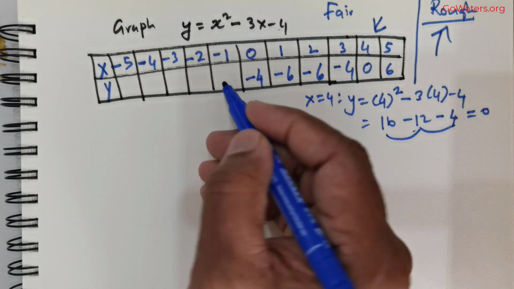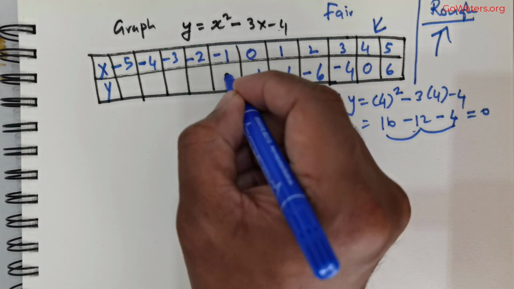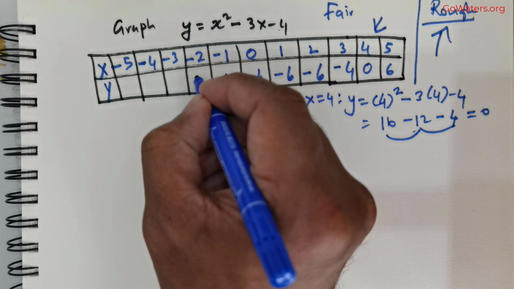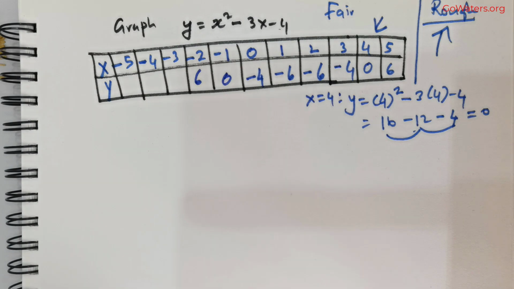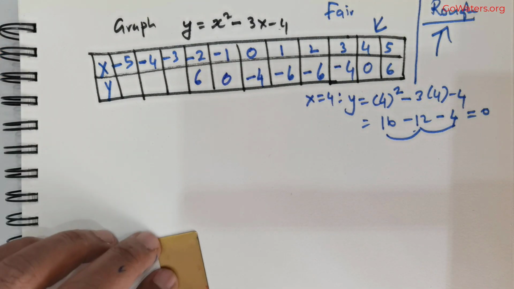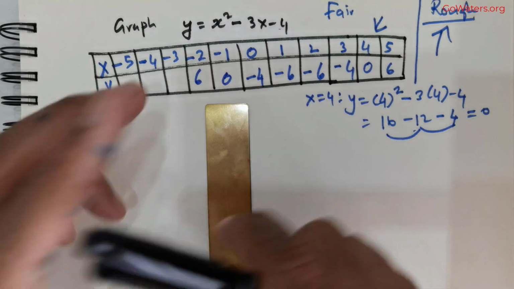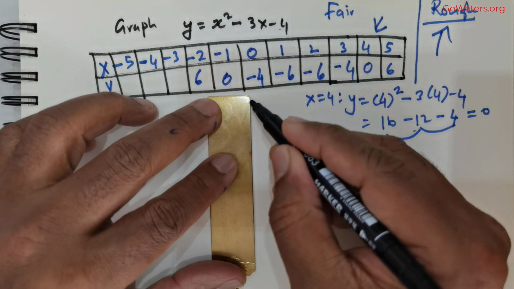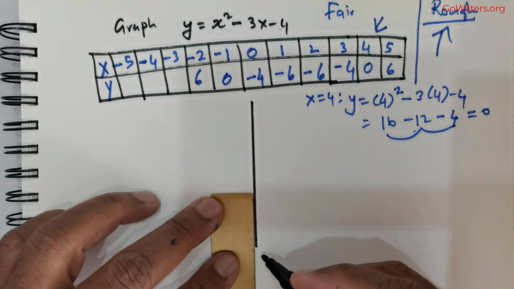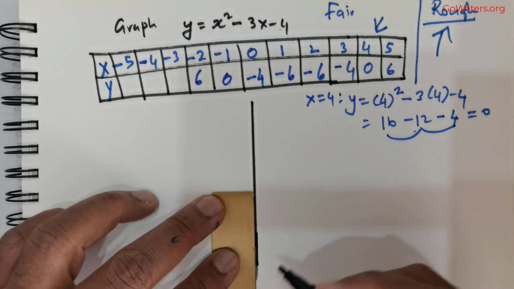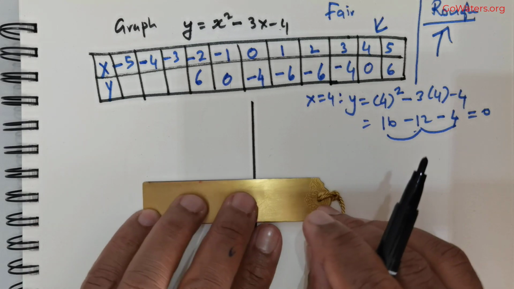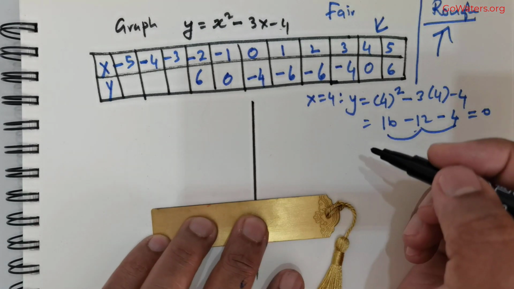Okay, having mentioned this, let me move on to complete the table. Negative 1 is 0 and negative 2 is 6, and so on and so forth. You can fill it up. Now, the most important thing here is to draw the graph. So I'm going to start off with the y-axis, and then the x-axis.